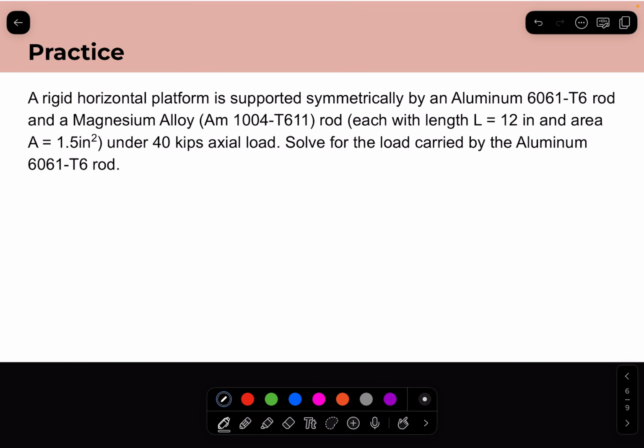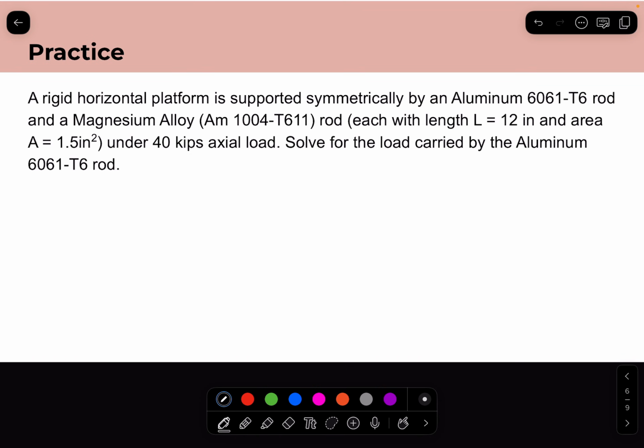Here we have a rigid horizontal platform supported symmetrically by an aluminum 6061-T6 rod and a magnesium alloy rod, each with a length of 12 inches and an area of 1.5 inches squared, under 40 kips of axial load. Solve for the amount of load that is carried by the aluminum rod. So this problem is a little bit more tricky than the previous one, but there are two key concepts that are going to help you be successful.